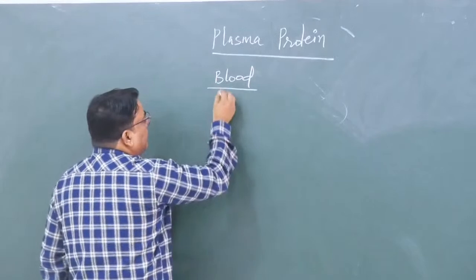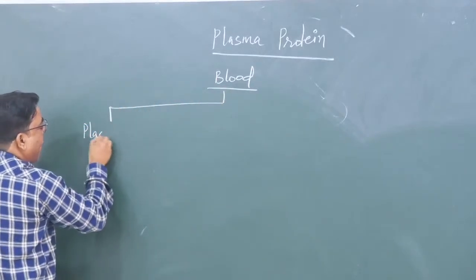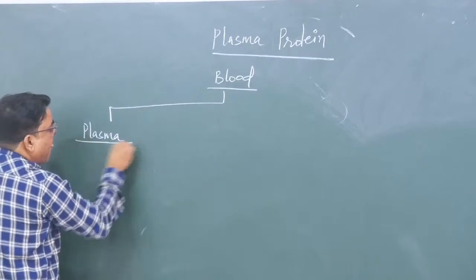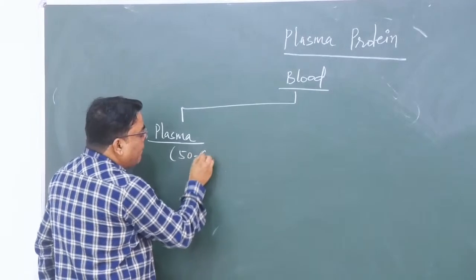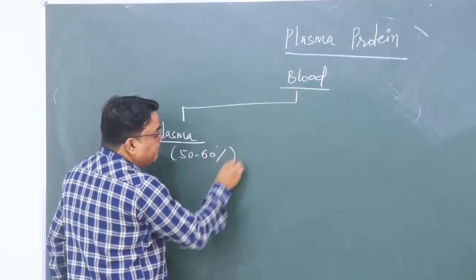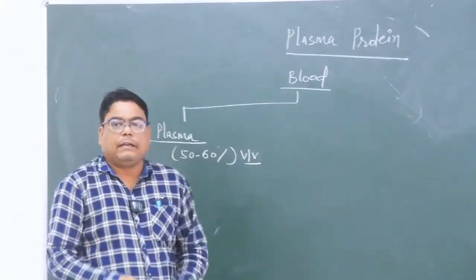So that is blood. Blood contains plasma, which is 50 to 60% volume by volume. Okay, because you know in our blood the major quantity of water is present.